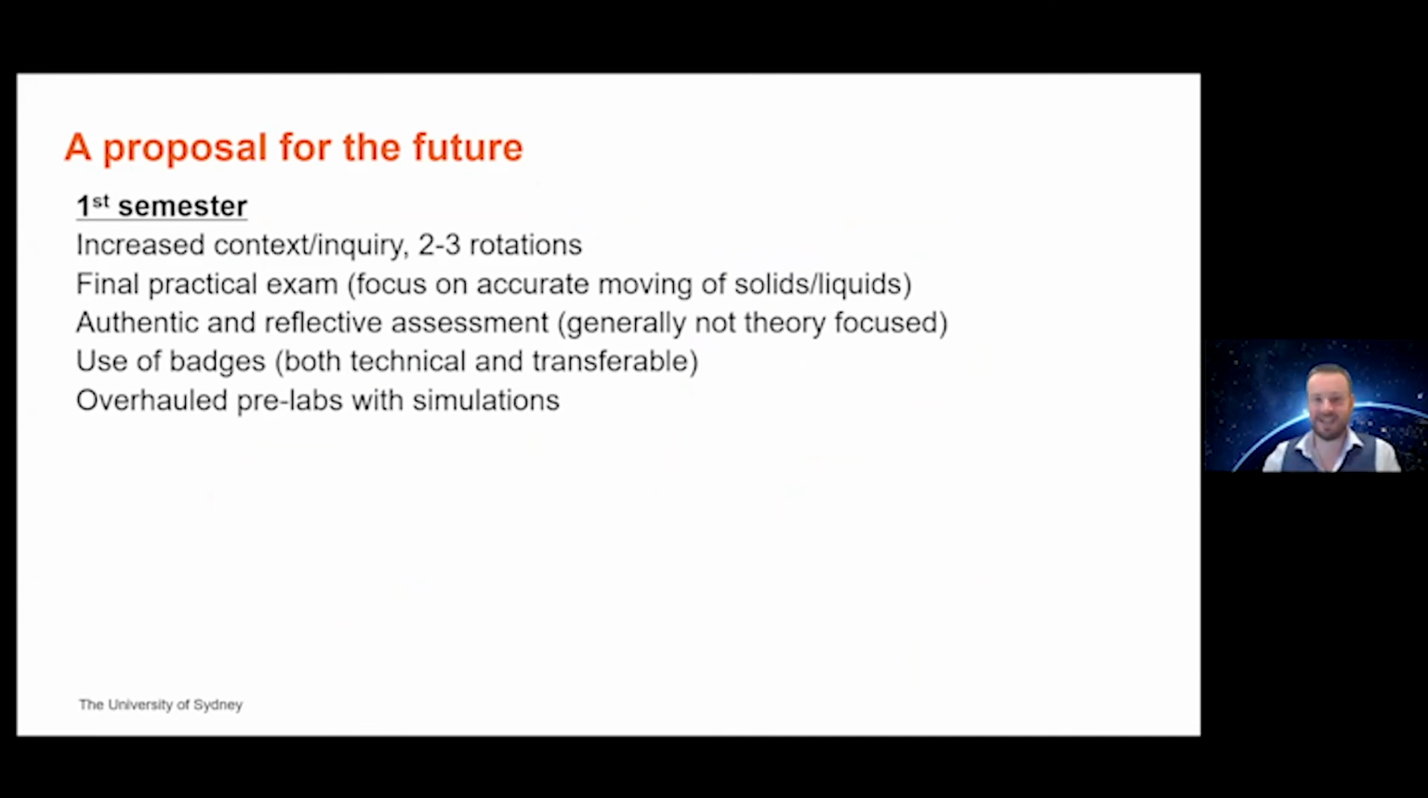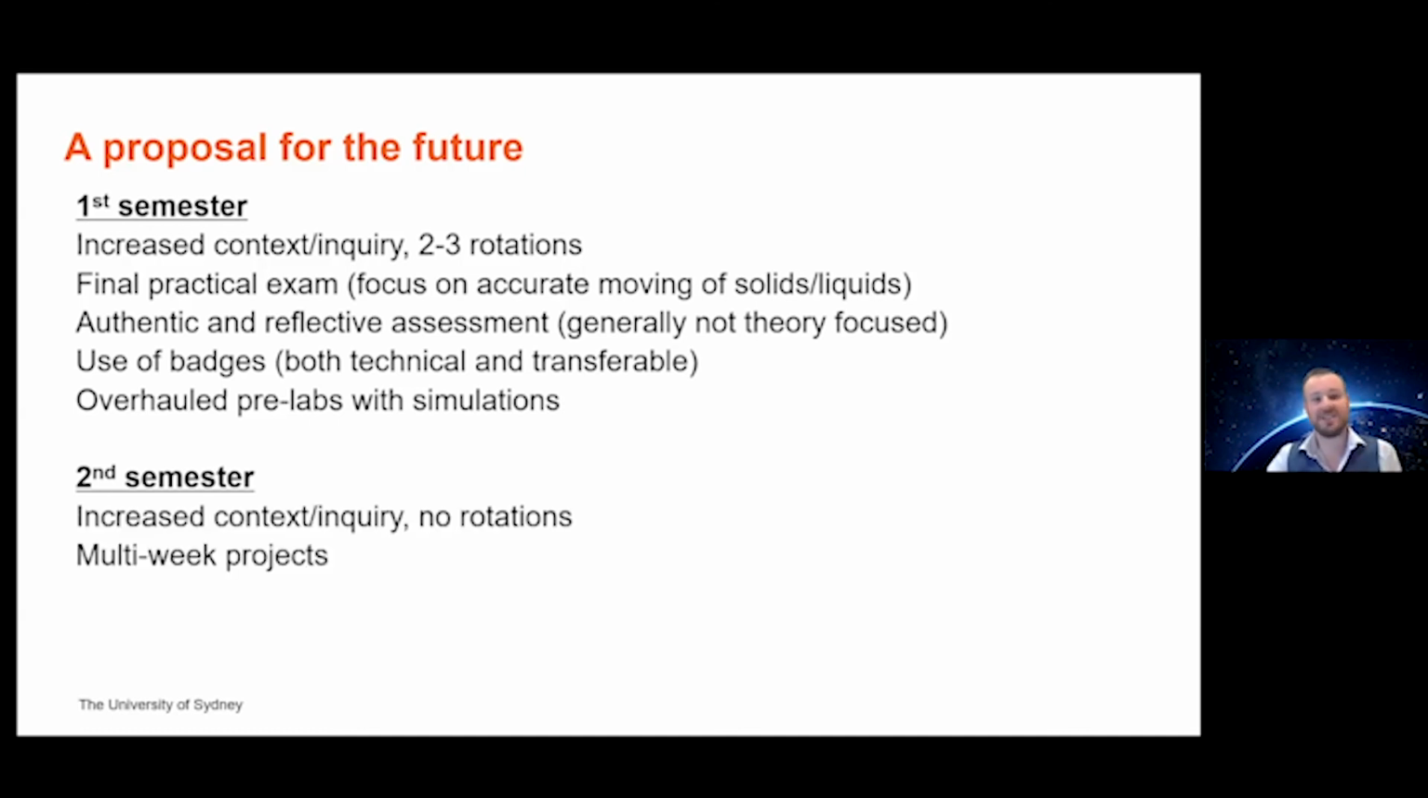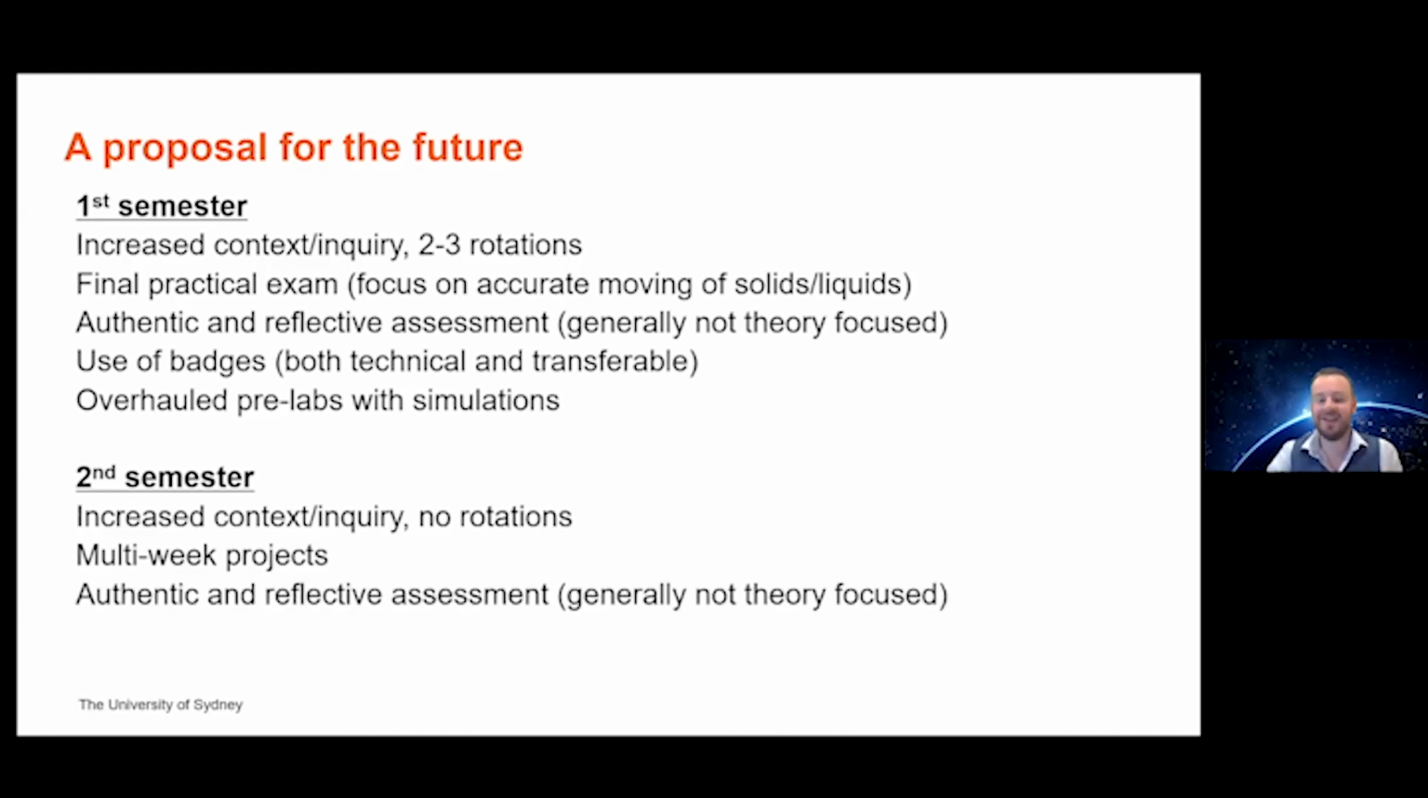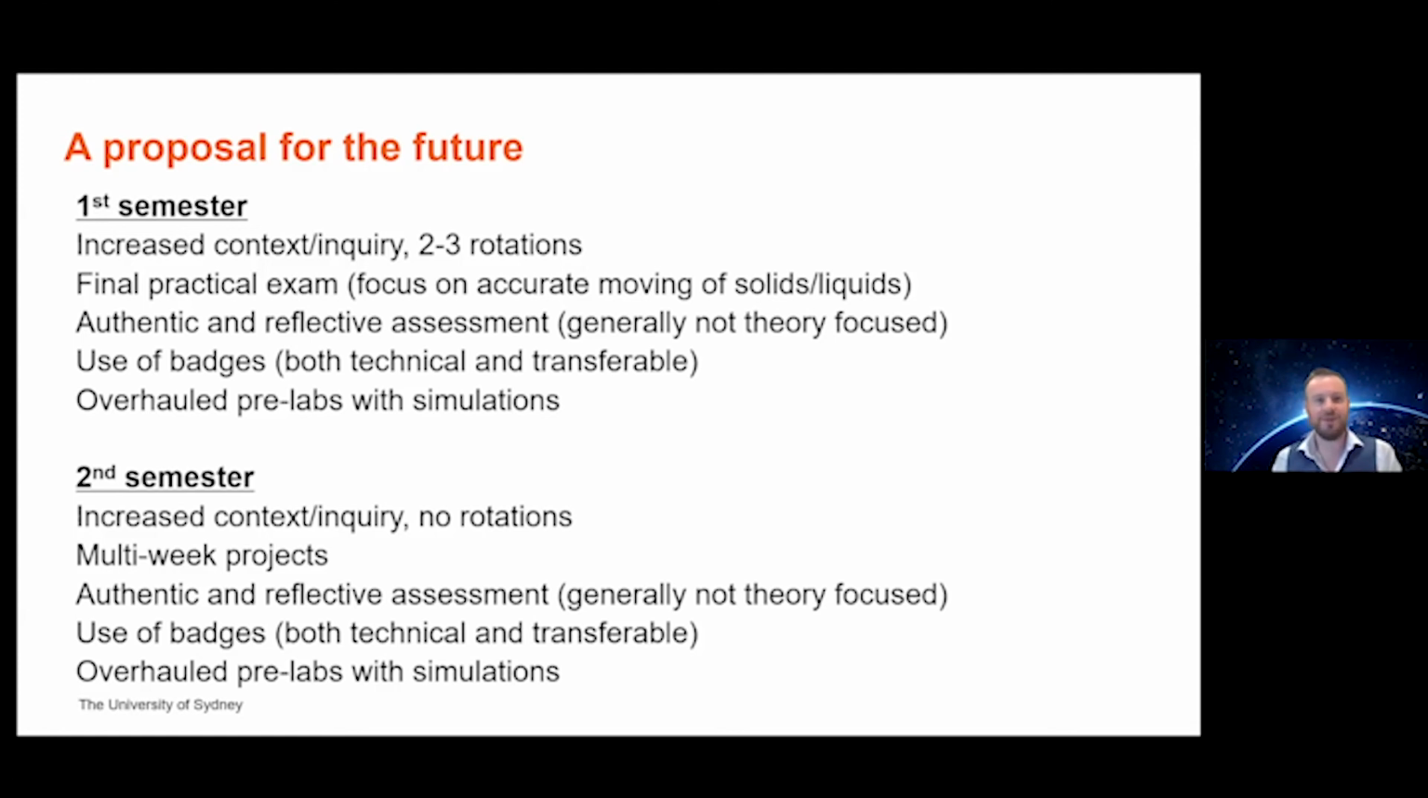And I'll be doing this in stages, not all in one go, because I'm insane, but I'm not that insane. With second semester, these are students who have decided to stay in chemistry, so let's push them. No rotations anymore because I want multi-week projects. Ideally, two back-to-back 4-weeks. We need to push them to a higher level and really get them engaged and excited in chemistry so that they stay in the course. Again, authentic, reflective assessment, badges, and new pre-labs. We have to take it all into account.